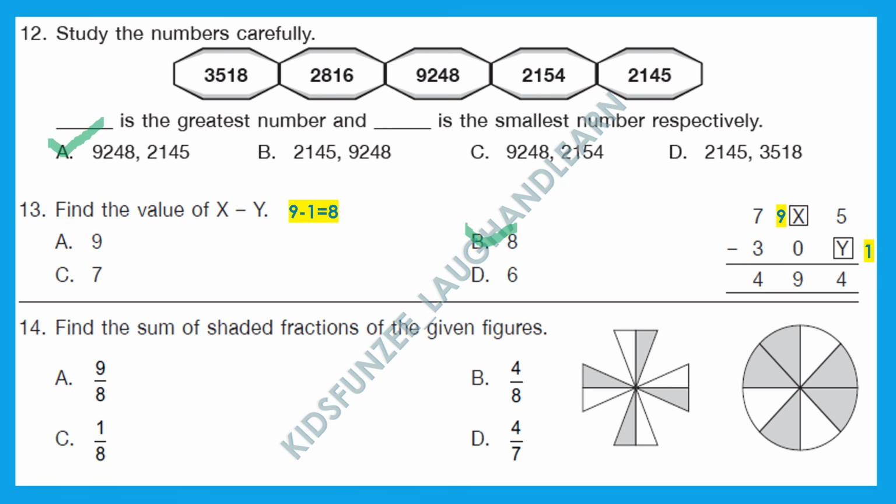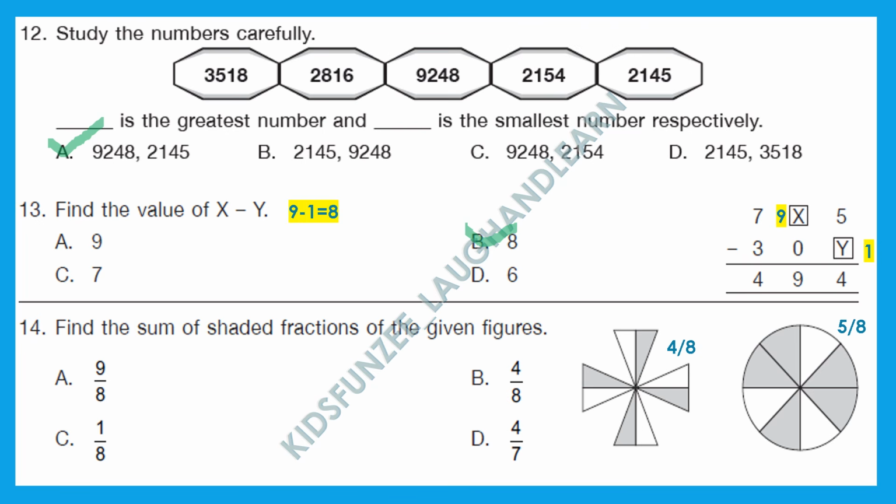Find the sum of shaded fractions of the given figure. Okay, let's see the shaded fractions. First figure will give you 1, 2, 3, 4. So 4 shaded out of a total of 8. So 4 by 8 is the shaded fraction of the first figure. Same way 5 by 8 is the shaded fraction of the second figure.